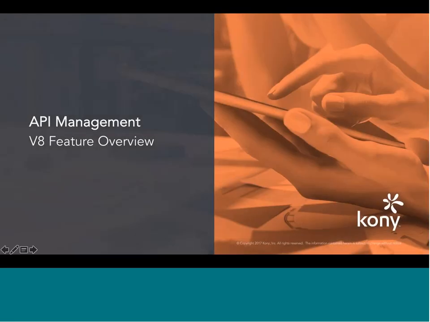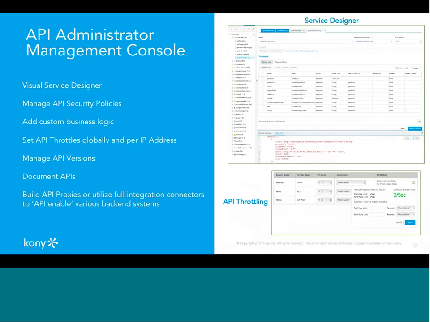That brings us into our API management feature overview. API management is one of the areas where we have heavily invested in, and we've made exciting improvements. Here we have our API Administrator console, and this is just a brief screenshot. We're going to go into it so you can see and get more details. We have improved the way the services are designed and the way you implement the business logic. We also added support for throttling. You can do a global throttle for specific APIs, or you can make it apply to a specific IP address.